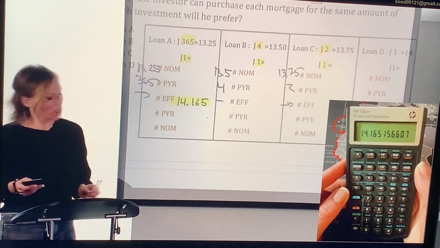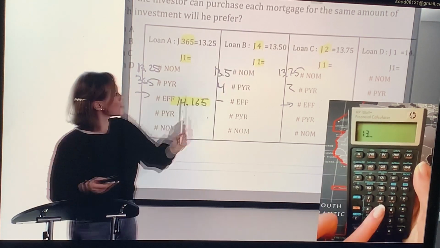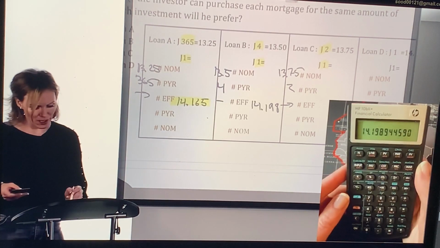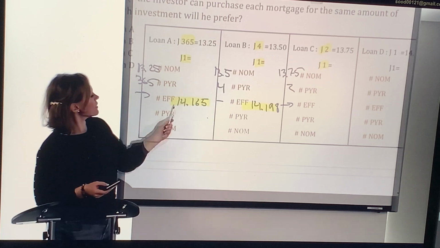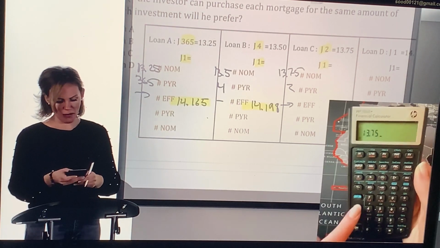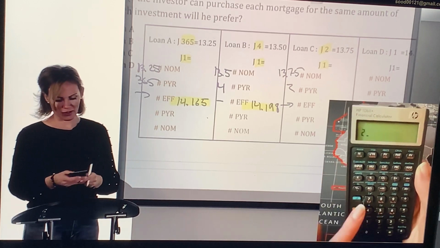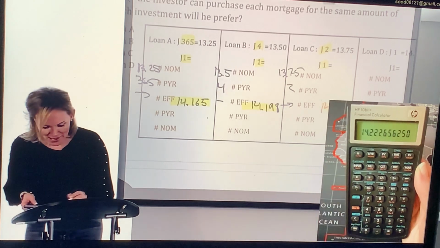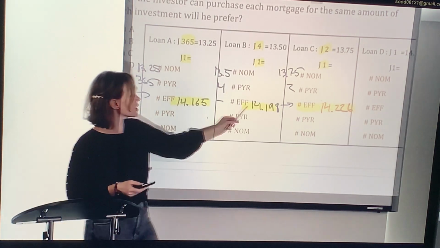Okay, next one. Then I convert the J4 to J1. Okay, so I already see that this is a higher one. So this is already better than the first one. Okay, let's continue with our loan C. We have 13.75, shift nom, and then we have 2 shift PYR, shift effective, and it comes up to 14.226. And I see that this is even better than the other one. So I'm looking for the highest investment for him.